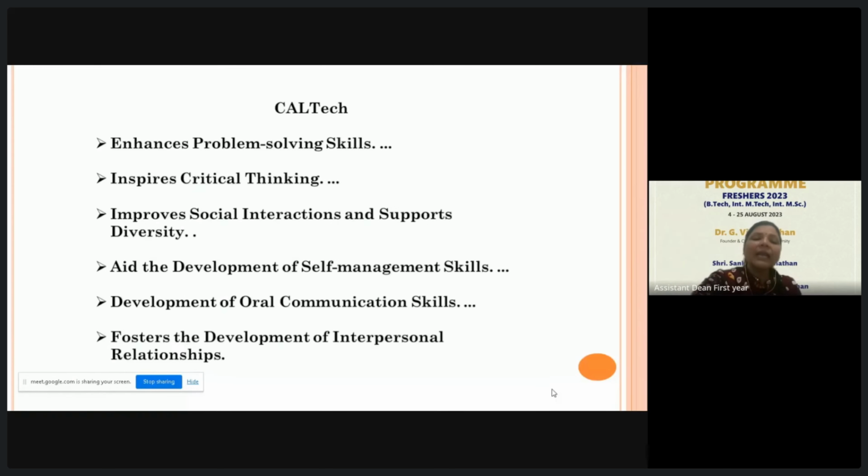Good. It improves social interactions and supports diversity. Because you are sitting with your peer group, you are working in team, your presentation can be a group activity. So obviously social interaction is an integrated part of your life now, the student life, the working life, the professional life. So social interaction is very important. And in order to improve that, because you are working in team, among your peer group, you are interacting with your faculties. So it is improving social interactions and supports diversity.